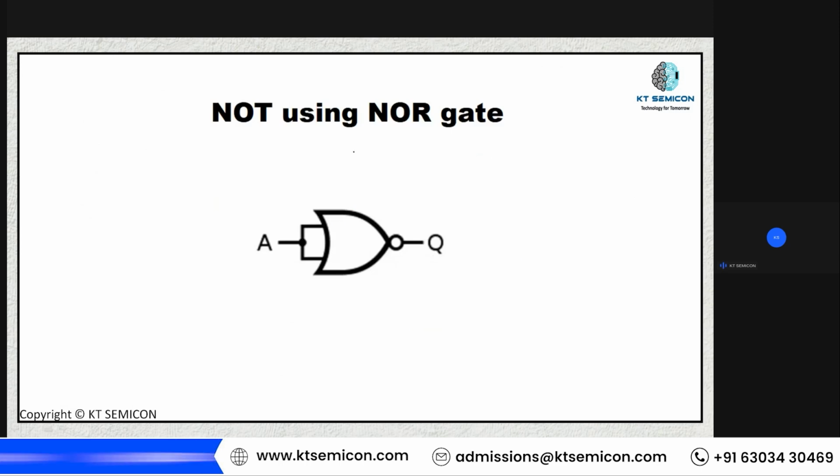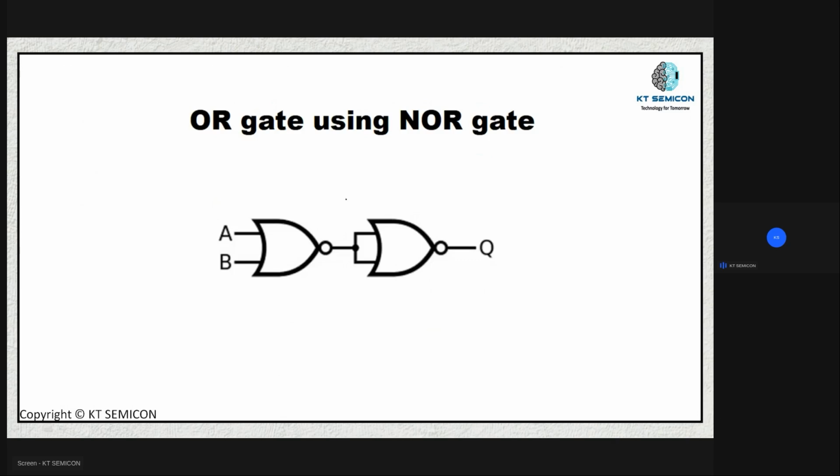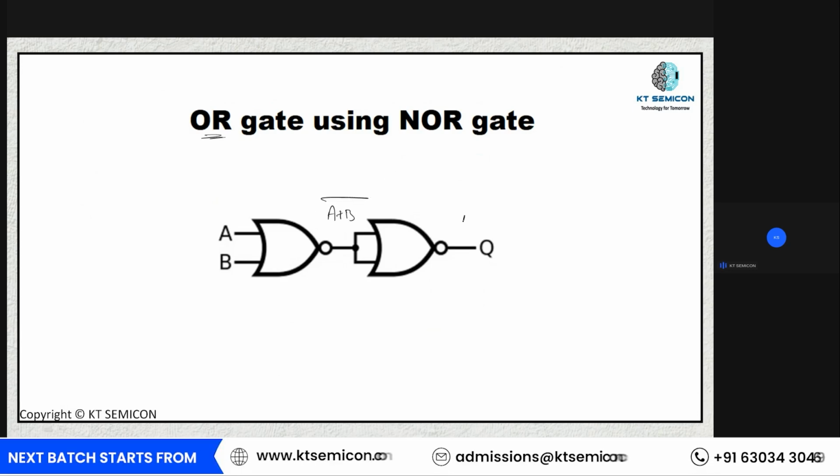Now, if I want to build a NOT gate using a NOR gate, this is how I'm going to build it. So basically I'm shorting both the inputs of a NOR gate so that it is going to behave as a NOT gate. Now, let's say if I want to build a simple OR gate, then I'm just cascading two NOR gates, that's it. So what is the expression we are going to get here? A plus B the whole bar, and here it is nothing but A plus B the double bar, which is nothing but A plus B.